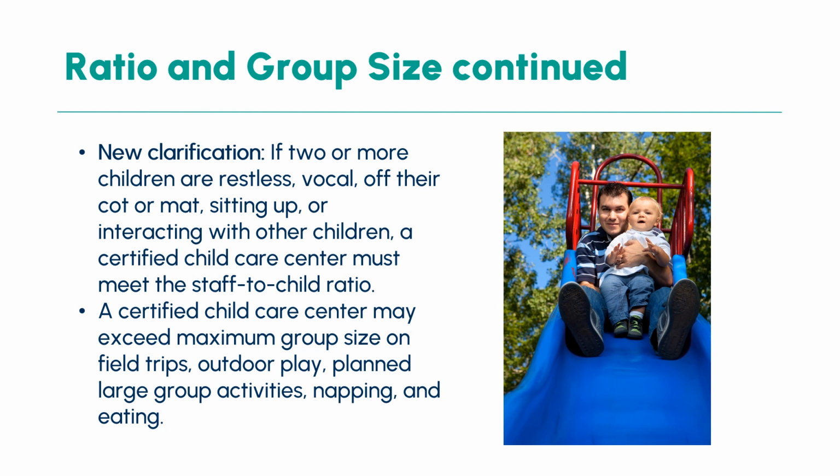There is a new clarification in the new rule set to help programs understand the relaxed ratio rule. If 2 or more children are restless, vocal, off their cot or mat, sitting up, or interacting with other children, a certified child care center must meet the staff-to-child ratio. A certified child care center may exceed maximum group size on field trips, outdoor play, planned large group activities, napping, and eating.